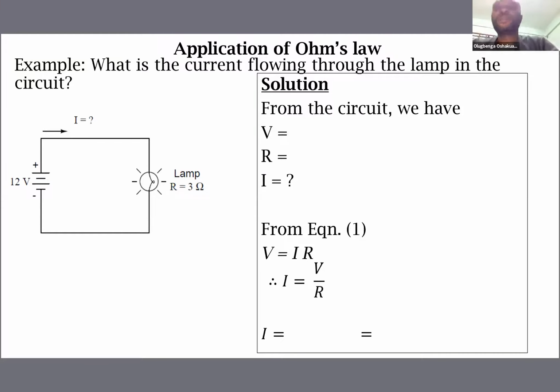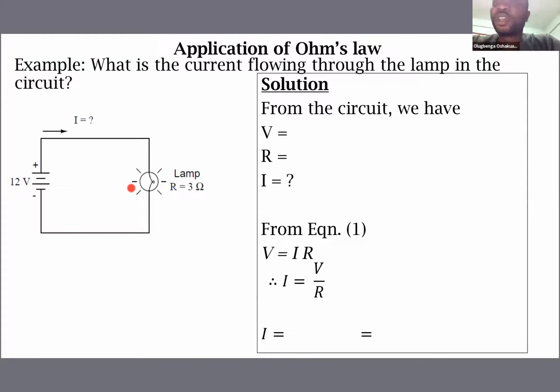So let's talk about an application of Ohm's law. This is a simple circuit comprising a battery and a lamp. This lamp can be said to be the resistor. What is it doing? It is converting electrical energy to light energy. And the electricity it converts to light is not 100%. Some part of the electricity is converted to heat energy.